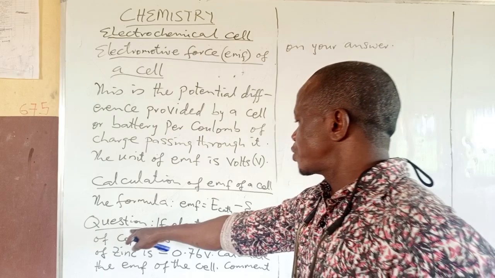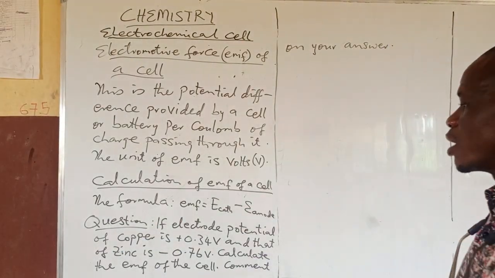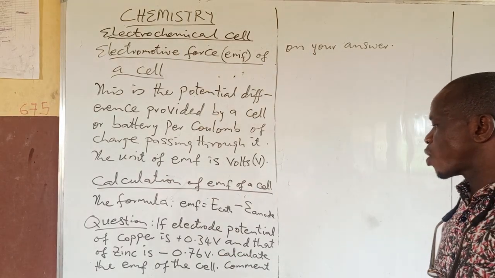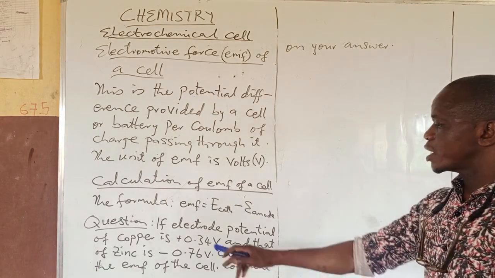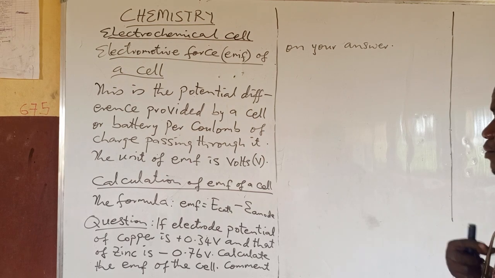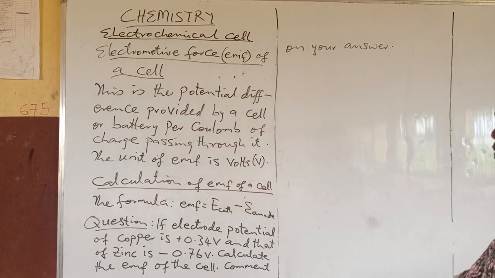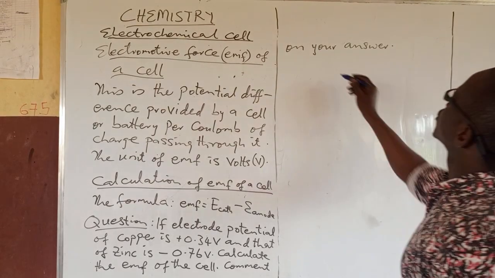Now, let's see the question. If the electrode potential of copper is plus 0.34 volt and that of zinc is minus 0.76 volt, calculate the EMF of the cell. They said comment on your answer. Now, the solution.